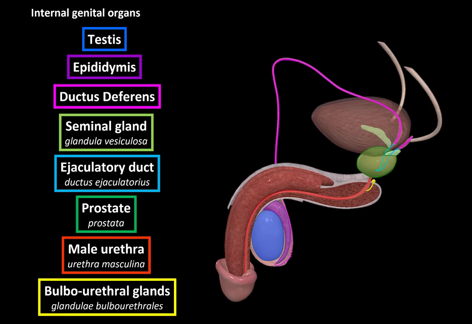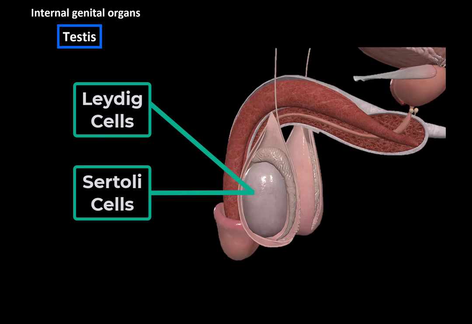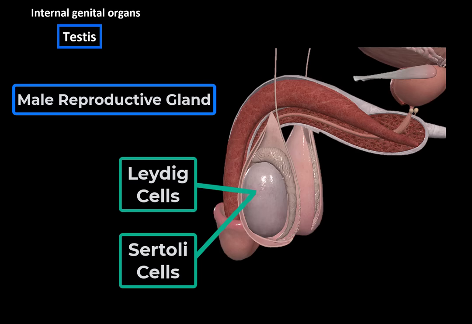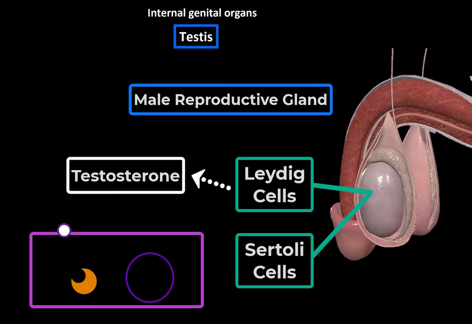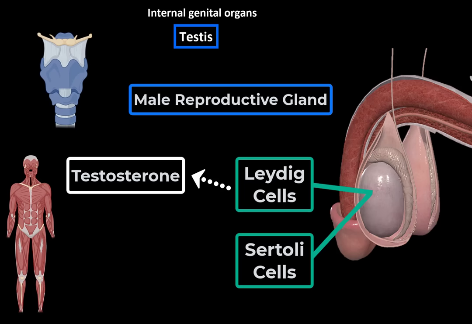Now, of the whole male reproductive system, the primary functional cells the male has are Leydig and Sertoli cells, and both of them are found in the testes. So the testicle, or testes, is the male reproductive gland, or gonad, in all animals, not just humans. Leydig cells produce testosterone, which is a steroid hormone that binds to intracellular receptors and regulates protein synthesis. And what that does is that it influences male development by helping with maturation and development of muscles, deepening the voice, growing body hair, and promoting the production of red blood cells.